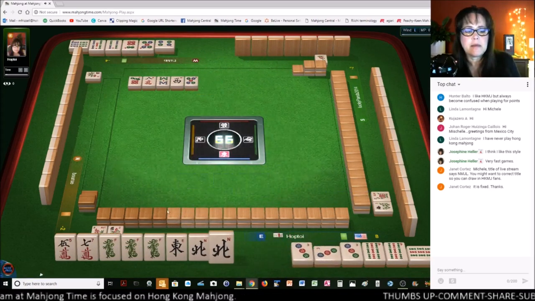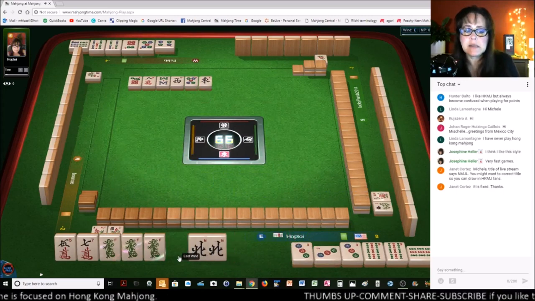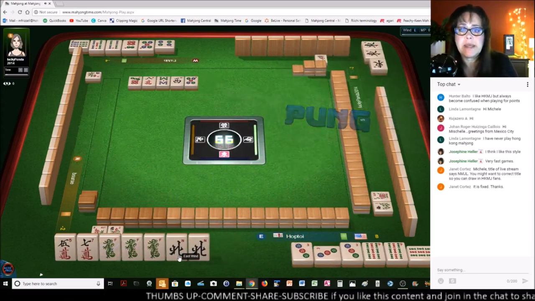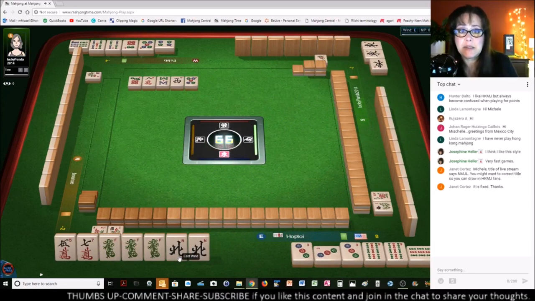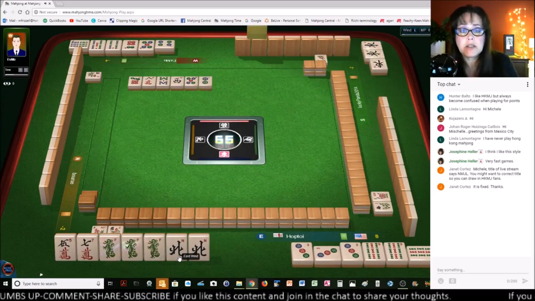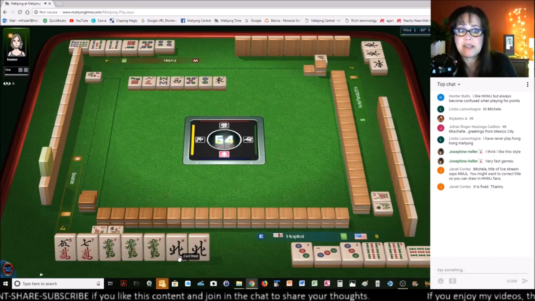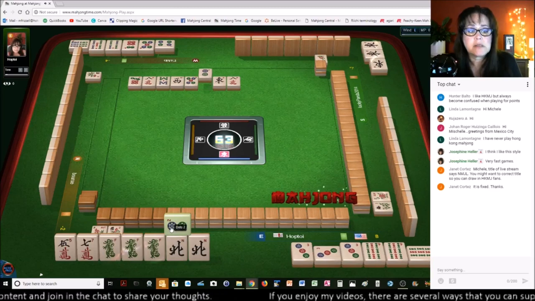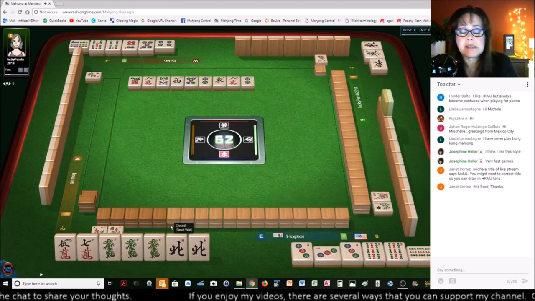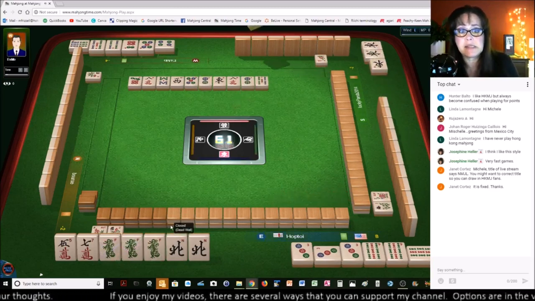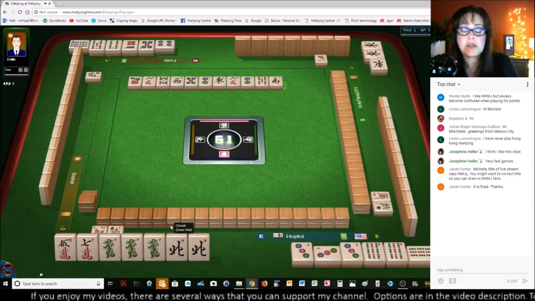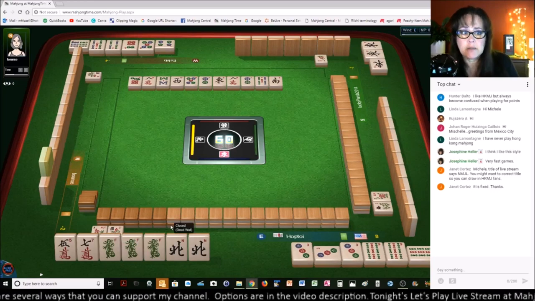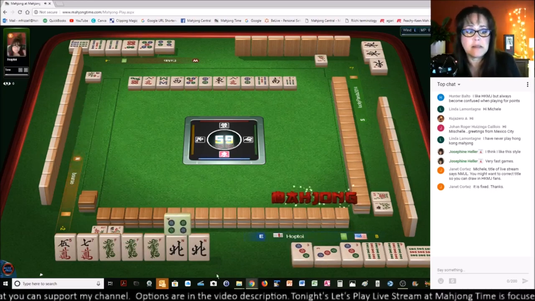Pung. Okay, I'm going to discard the east. East wind. Even though that's the seat wind, because I do not want to be waiting on an honor, and that's exactly why. Two dots. They had a pair. The likelihood of me drawing that final east, which was in another player's hand, is going to be remote. So that's why I wanted to get rid of that single east, even though it was my seat wind. Try to plan it so that your pair or your winning tile is not an honor. If that doesn't make sense, let me know.